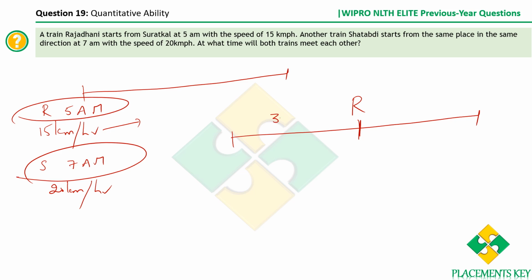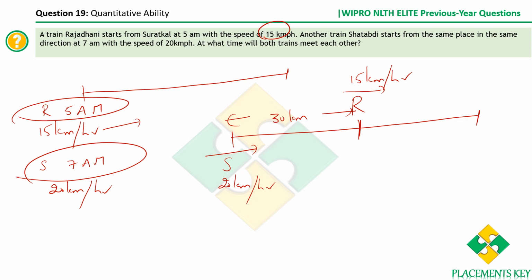It should have covered 30 kilometers, isn't it? Because in each hour it covers 15 kilometers. So between 5 and 7, in 2 hours, it would have covered 15 into 2, that is 30 kilometers. Okay. Now the Shatabdi Express also starts in the same direction. We know Rajdhani is continuing to travel at 15 kilometers per hour, whereas Shatabdi is traveling at 20 kilometers per hour.